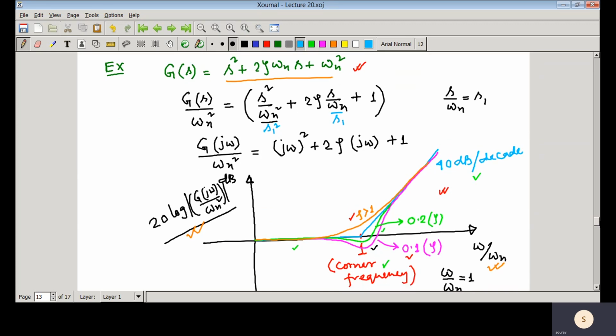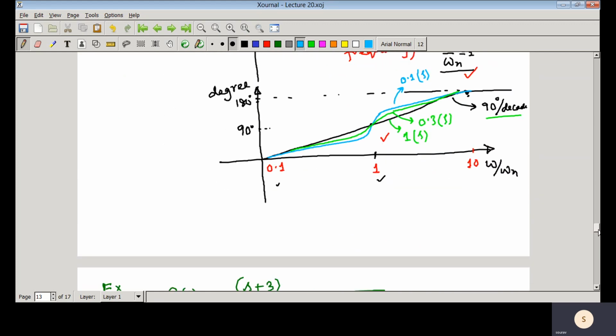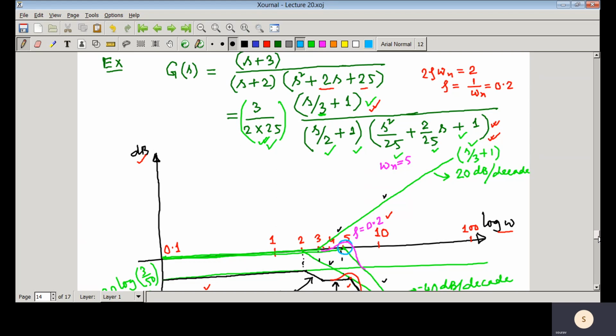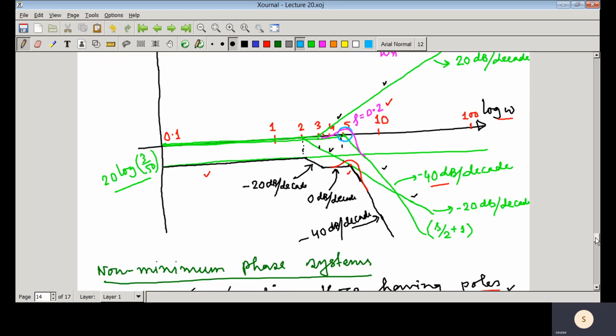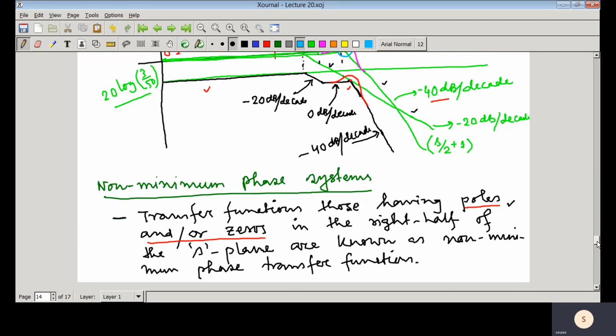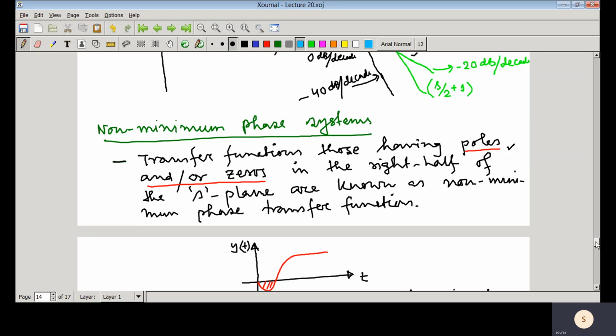So what we have seen today is that we started by discussing the asymptotic Bode plot for the second order term, and we have seen that if there is any zeta, there would be some corrections. We have discussed it, and then we took one example in which we plotted the magnitude plot, and again I suggest you do the phase plot on your own. Then we discussed what a non-minimum phase system is. By definition, if a transfer function has a pole or zero on the right half of the S-plane, it is called a non-minimum phase system.